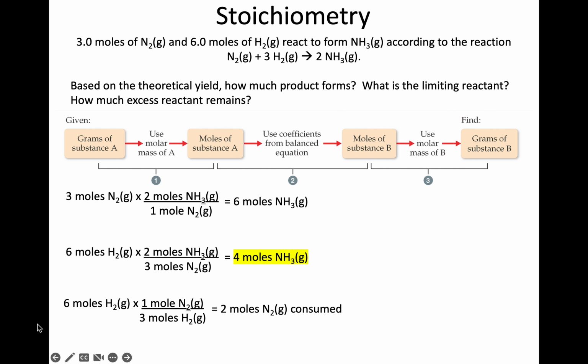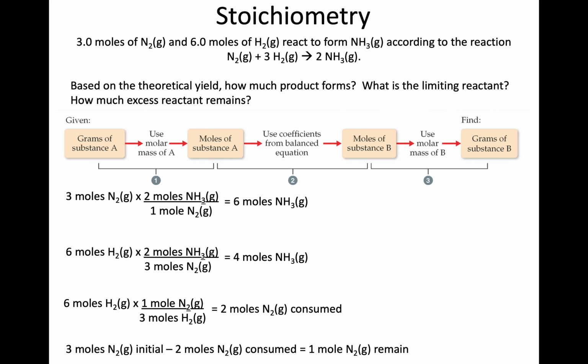Recognizing that, I could take that amount of H2 to figure out how much N2 is consumed, and then finally subtract that from how much I initially started. This would be my procedure for this if I was applying a dimensional analysis approach. There's quite a few different features to it because the question's asking quite a few different things.